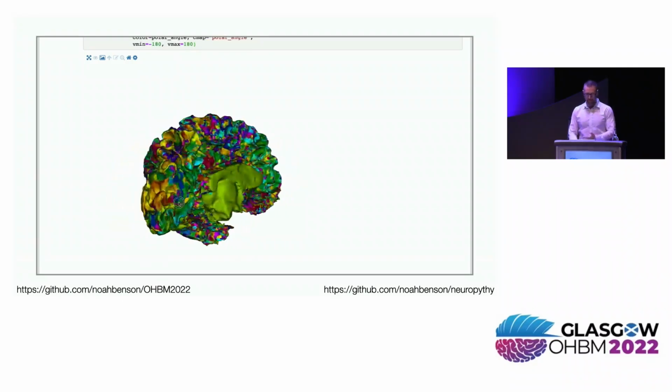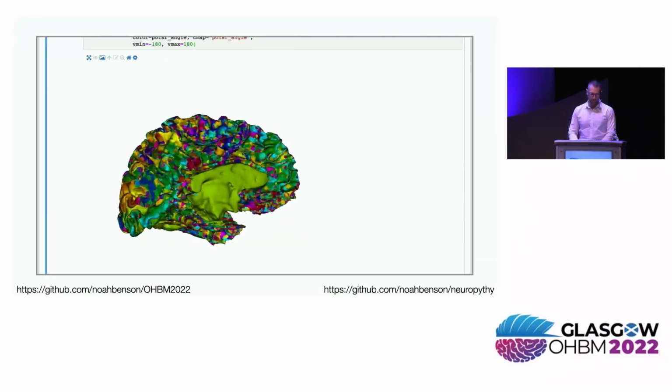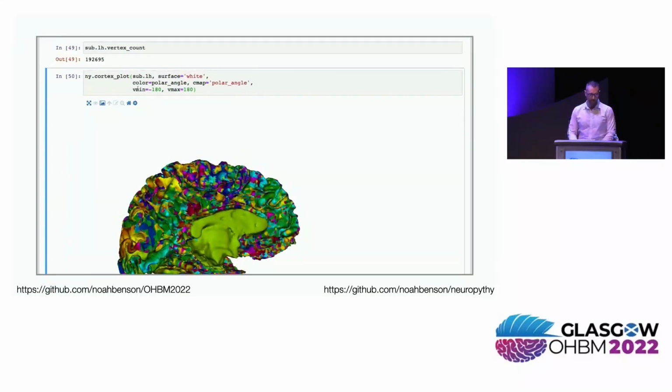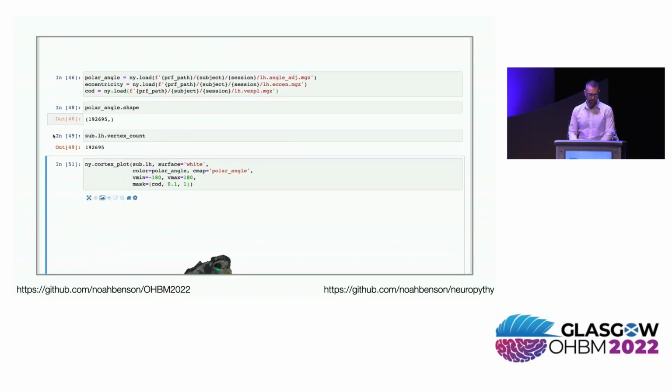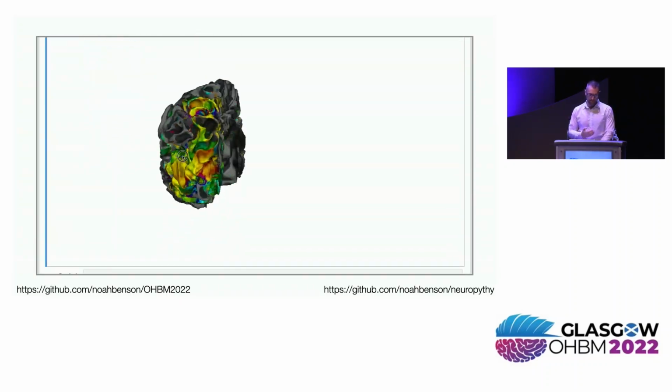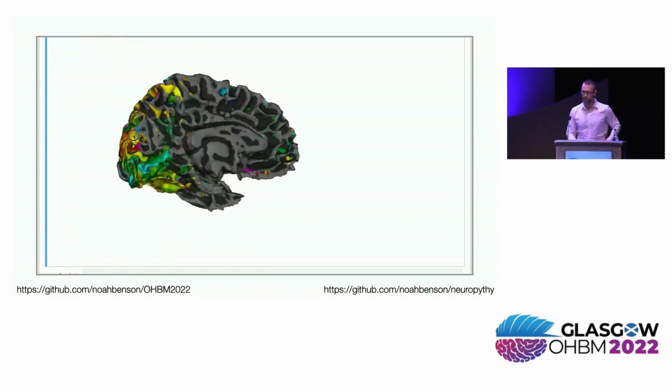Now, this doesn't look much like the animation we saw earlier because there's a whole bunch of noise over here. So I'm going to go ahead and add a mask. And for that, we're going to use the coefficient of determination that we loaded in. So we'll just put a mask here that says we only want to plot the color where the coefficient of determination is between 0.1 and 1, so where we have pretty reasonable confidence that the cortex is visually active. And that gives us a plot of the polar angle, much like we saw in the animation.